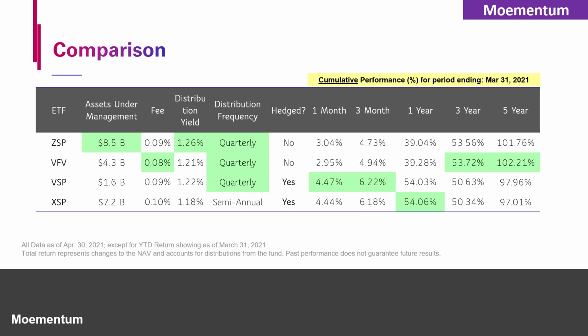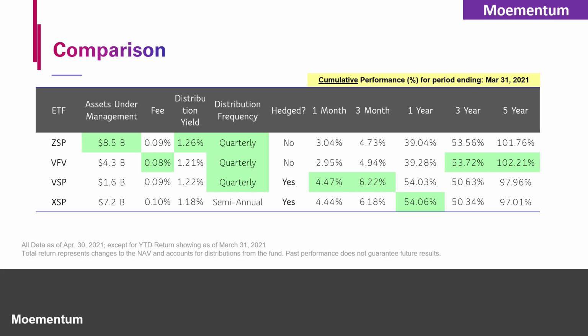As we indicated earlier, during the time frames when the Canadian dollar is doing better and stronger compared to the US dollar, a hedged ETF tends to perform better. And that is actually the case here, as you notice, over the past 1 month, 3 months and 1 year, the Canadian hedged ETFs, VSP and XSP, have done much better compared to their non-hedged equivalents. For example, VSP has a 1-year return of over 54%, and same goes for XSP, whereas for VFV and ZSP, your 1-year return is hovering around 39%.